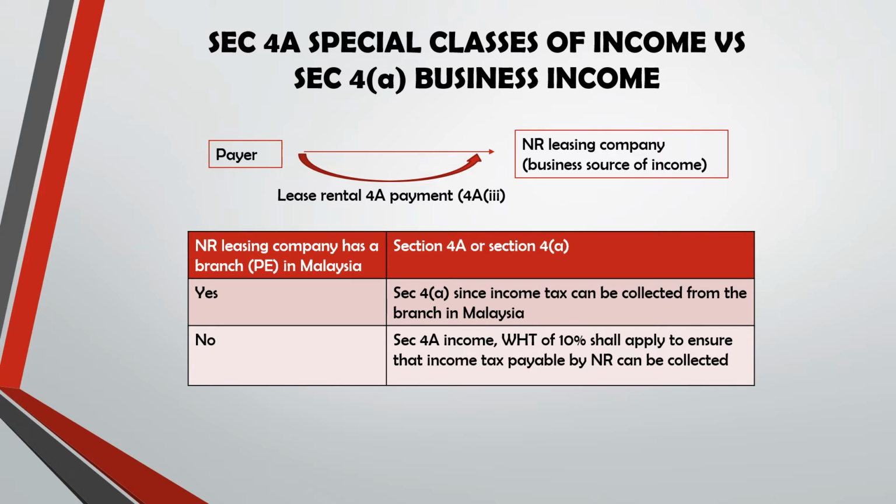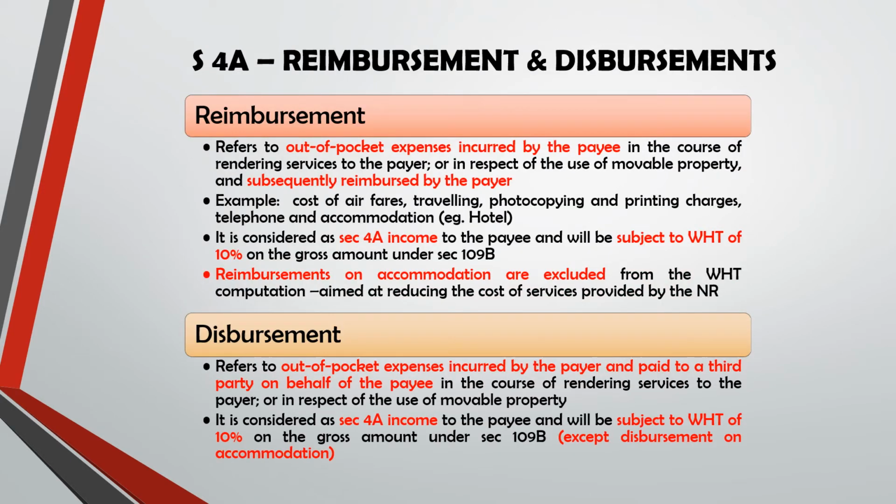But if the non-resident leasing company doesn't have a branch in Malaysia, so they don't have business in Malaysia, it will be treated as Section 4A capital income, whereby withholding tax of 10% shall apply to ensure that income tax payable by the non-resident can be collected. Okay, so next is still about Section 4A, special classes of income. We look into reimbursement and disbursement.